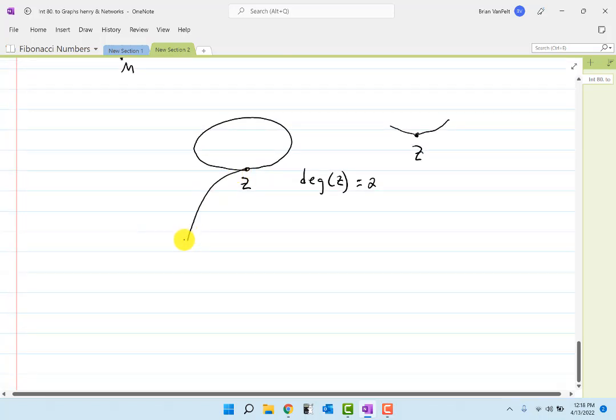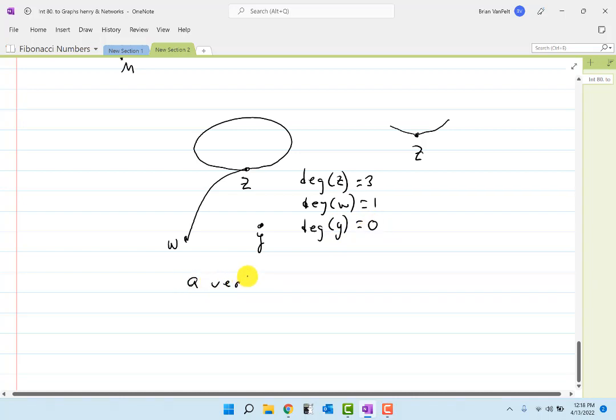So while I'm over here, let's connect this. I now changed the degree of Z to 3. Let's make this a W. The degree of W will equal 1. Let's call this one over here Y. The degree of Y equals 0, so that can happen as well.